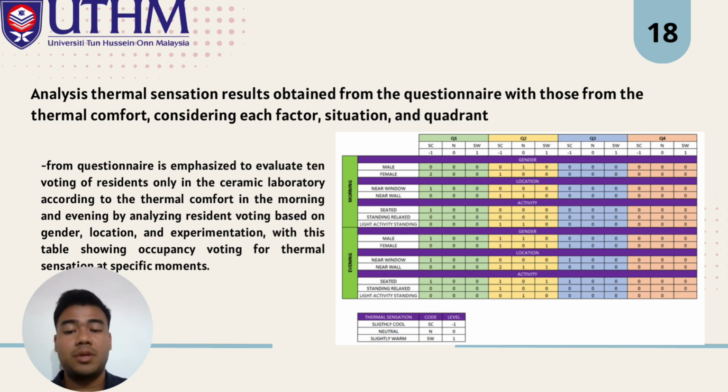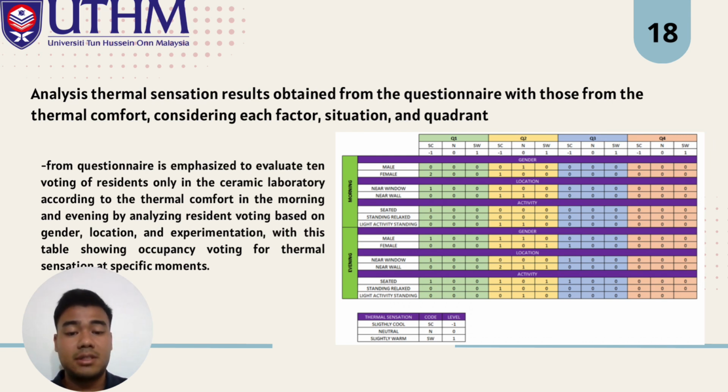This table shows occupancy voting for thermal sensation at specific moments. If you look at the table here, we have four quadrants: quadrant 1, quadrant 2, quadrant 3, and quadrant 4. SC means slightly cold, N means neutral, and SW means slightly warm. Sorry, not two activities, we have two conditions here, which are morning and evening. We have gender, location, and activity, and the evening is the same for evaluation. For gender, we have male and female. For location, we have near window and near wall.